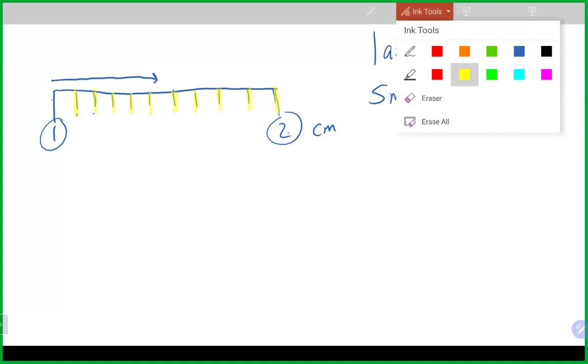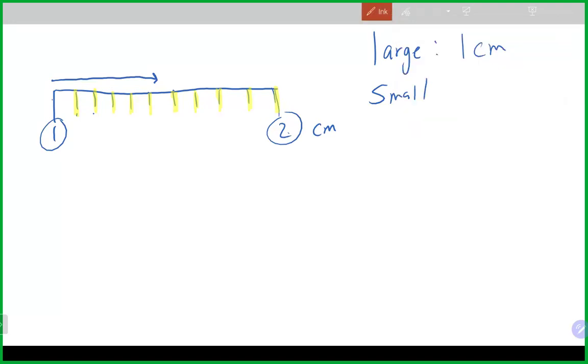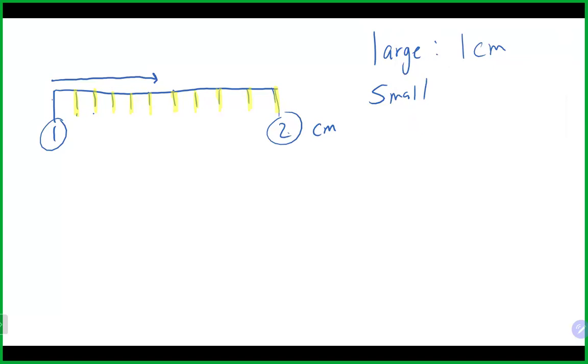So that means that each of the small markings represents how much? Each of the small ones represents 0.1 centimeters. You could get that by dividing 1 by 10. That means this first small marking is 1.1, 1.2, 1.3, 1.4, 1.5, 1.6, 1.7, 1.8, 1.9, and 2.0. First off, any questions on that there?